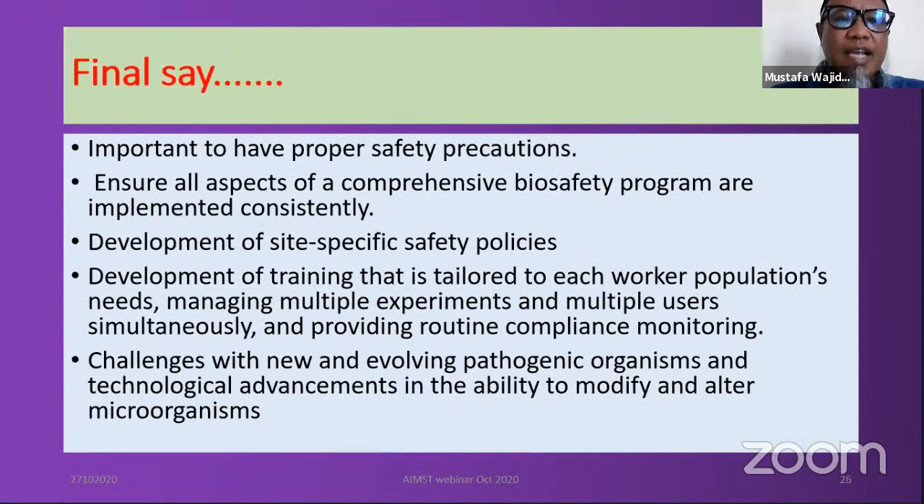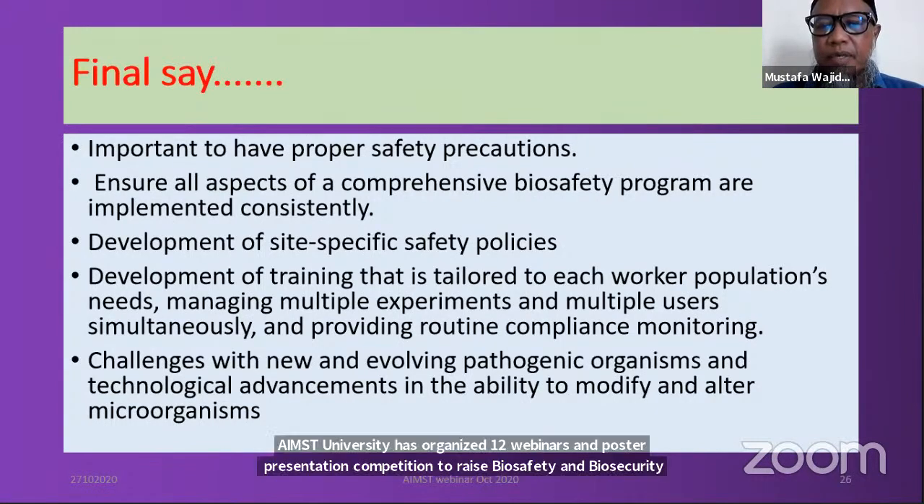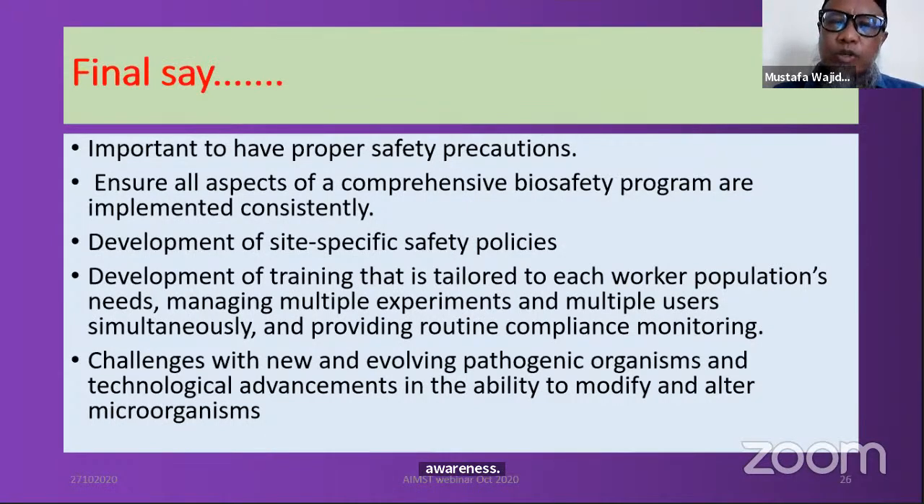I'll skip that, and then a final say, we have to have site-specific safety policies. I'm sure that you in AIMST and we in USM and other universities and research institutes, we have our biosafety policies, and it is always important to monitor the work, and that is in collaboration with or in cooperation with the biosafety department in Malaysia. We are trying to actually look at and control the work that is done by many of our scientists. Hopefully they don't see that as a hindrance, something that will actually prevent them from doing their research, but it is only to look at the safety aspects.